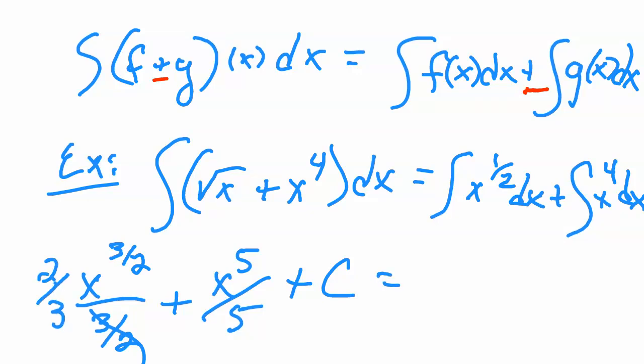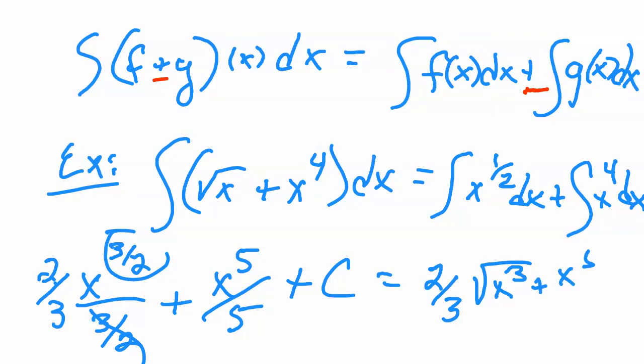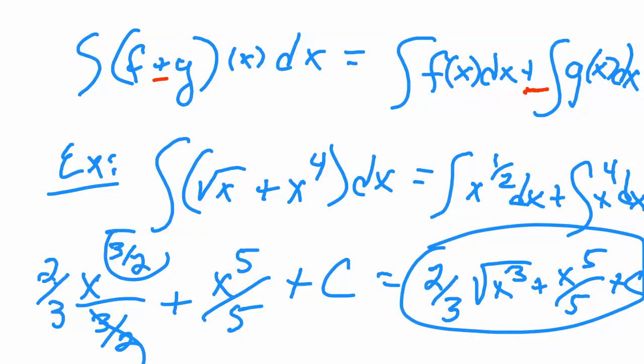And then if you want to use math etiquette, it's going to be 2/3 square root of x cubed, rewriting that power, plus x to the 5th over 5, or 1/5 x to the 5th, I don't care how you write it, plus c. And of course the book might rewrite this one as x times the square root of x, because you could write that as x squared times x. Wait a minute, the square root of x squared is actually the absolute value of x. So they might say 2/3 absolute value of x times square root of x. But anyway, this works as well.